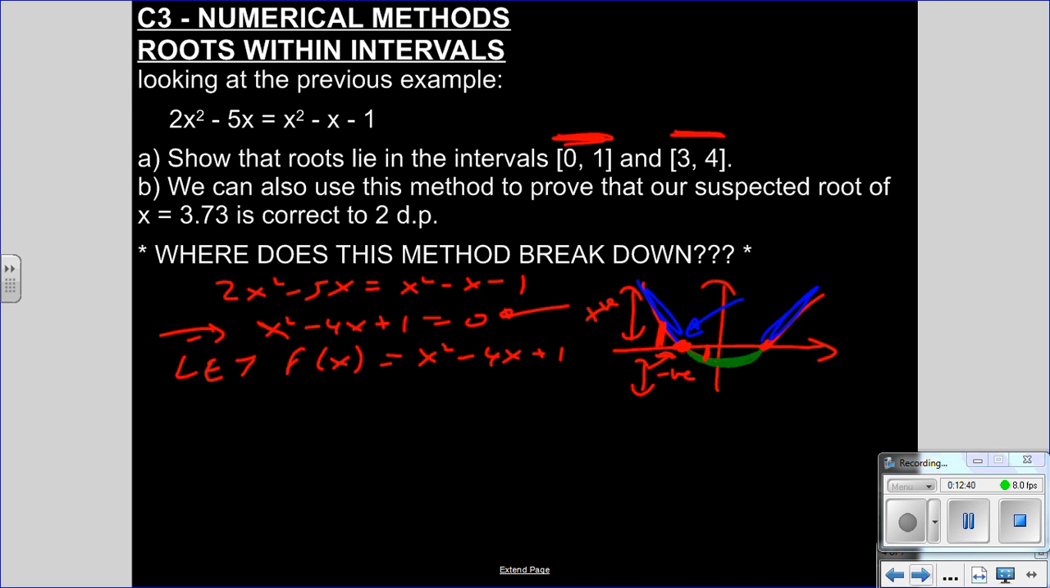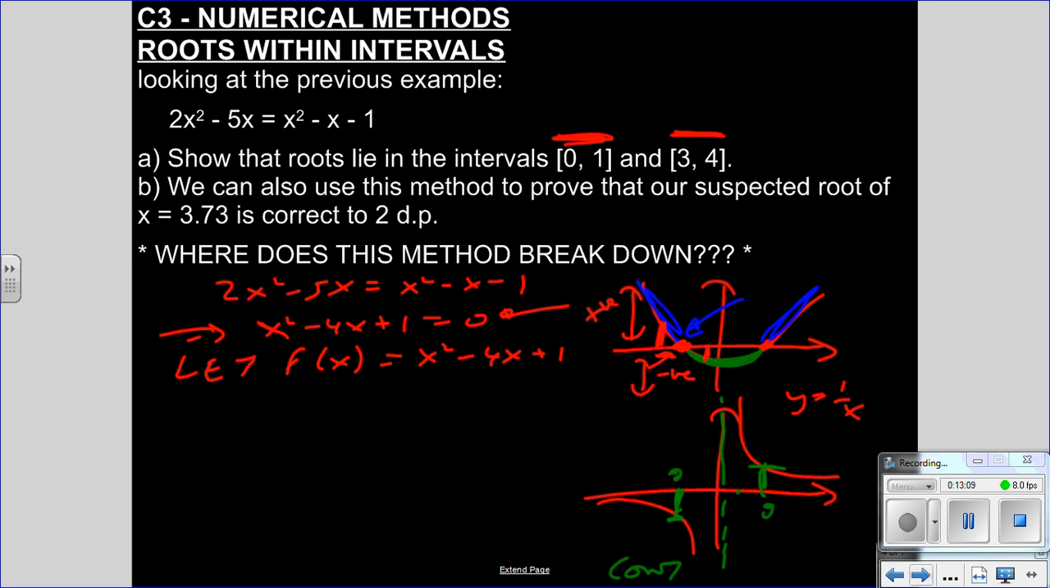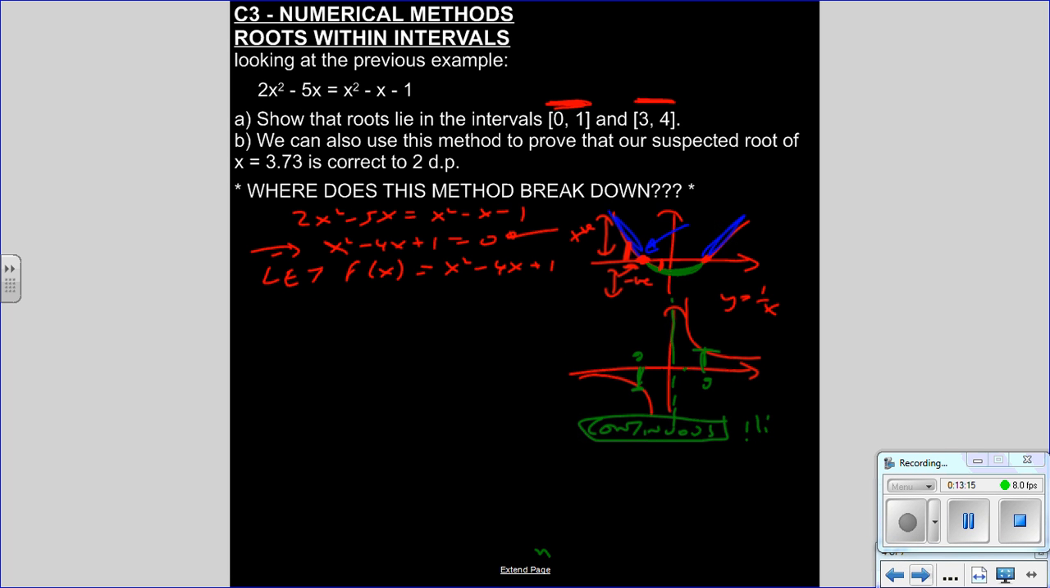Unless, for example, you have a 1 over x graph, which is like this. If you picked a point here and you picked a point here, you would say that, oh, the value of y has changed place, and therefore the graph must cross somewhere between here and here. But that's not true, is it? You've got an asymptote here. The graph doesn't cross here at all. So this is a not continuous graph. This method will only work if the graph is continuous. It must be continuous. So f of x must be continuous for this to work.